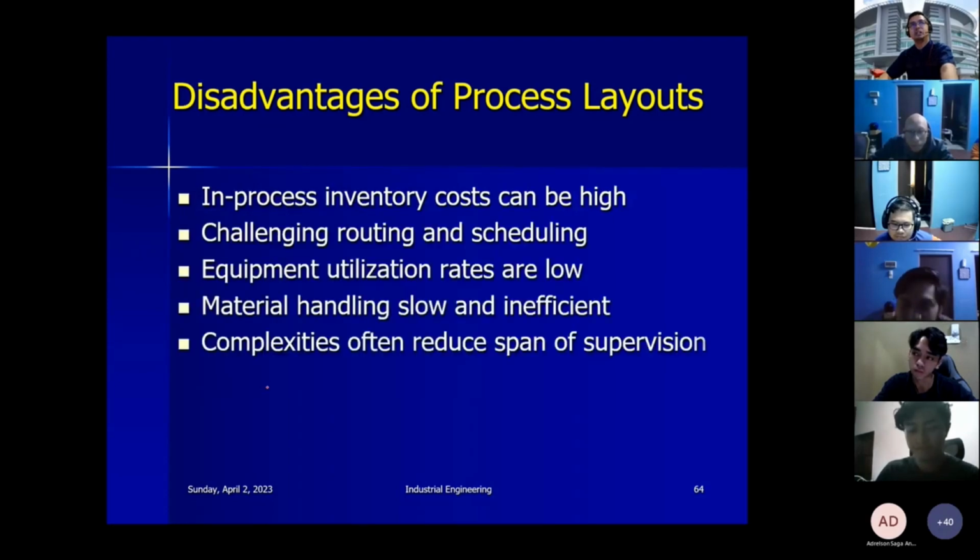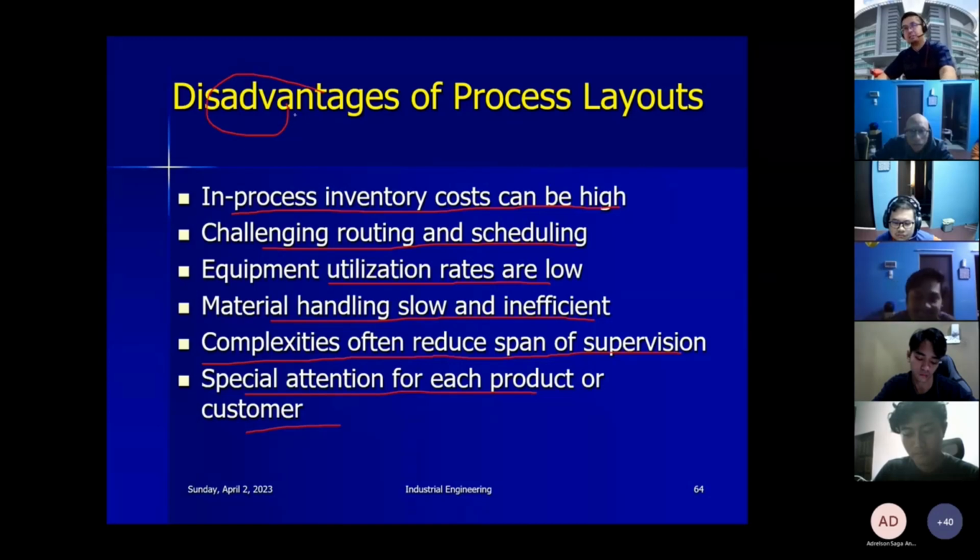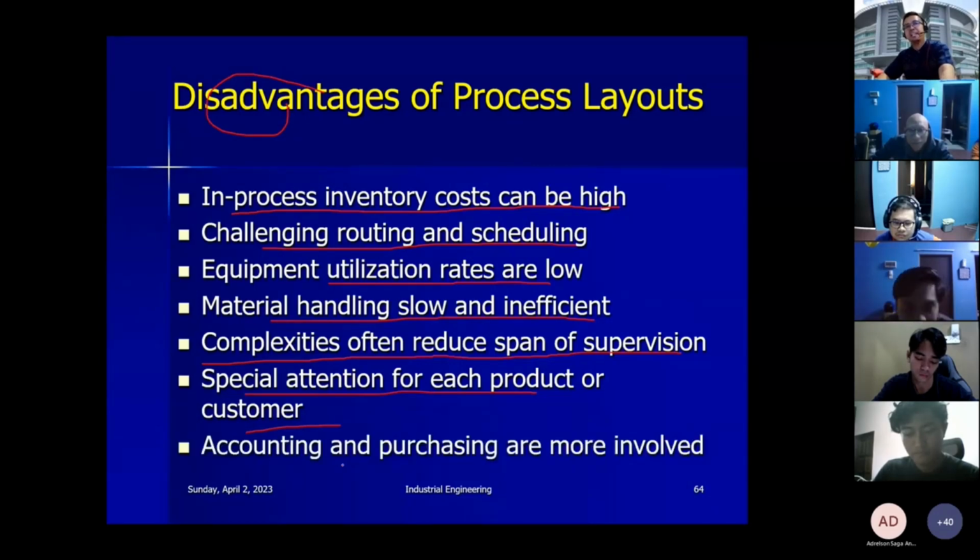The disadvantages of this process layout: in-process inventory cost can be high, changing routing or scheduling, equipment utilization rates are low, material handling is slow and inefficient, complexity often reduces the span of supervision, and special attention is needed for each product or customer. So these are the disadvantages of using a process layout. And last but not least, accounting and purchasing are more involved in this process.